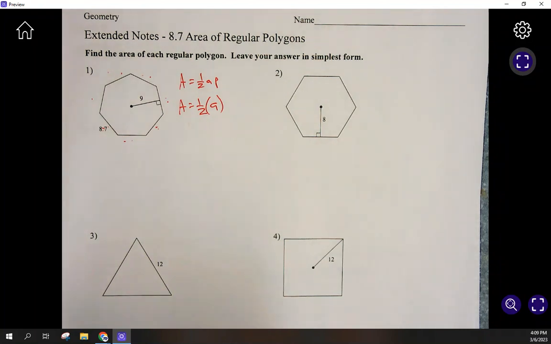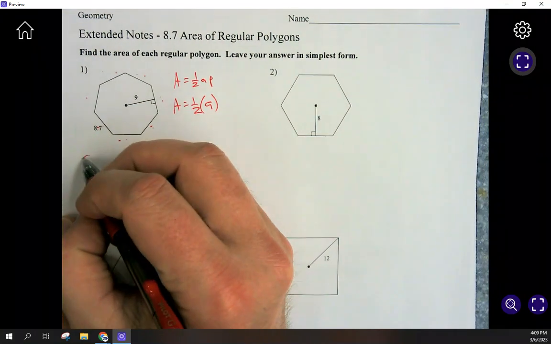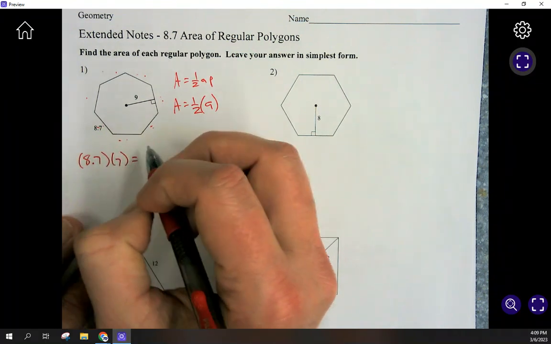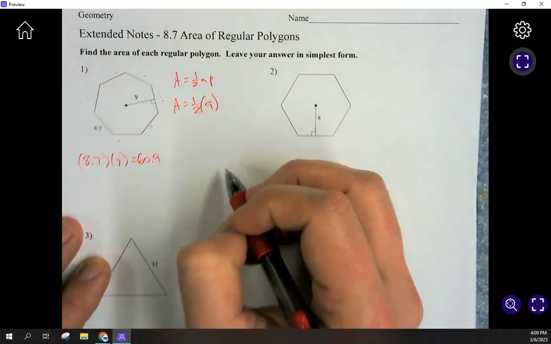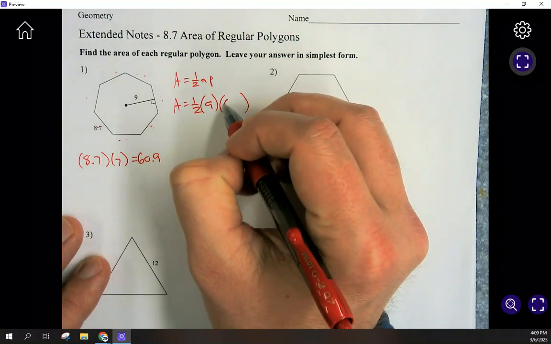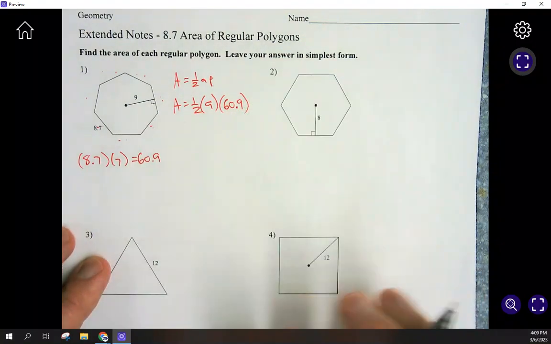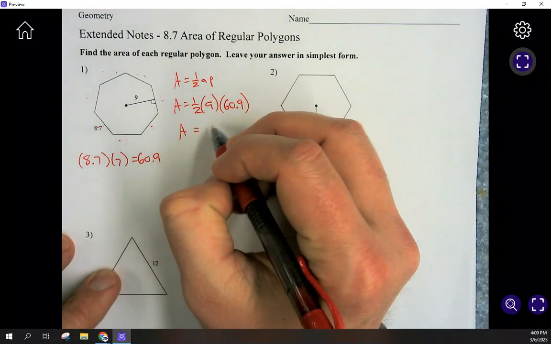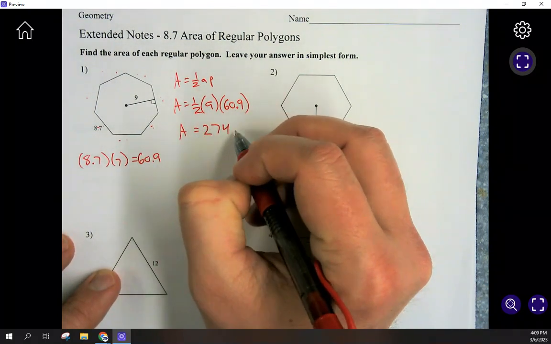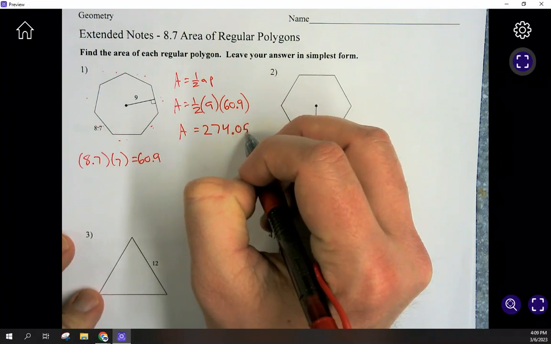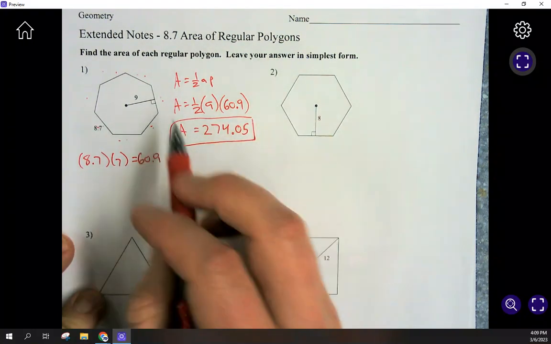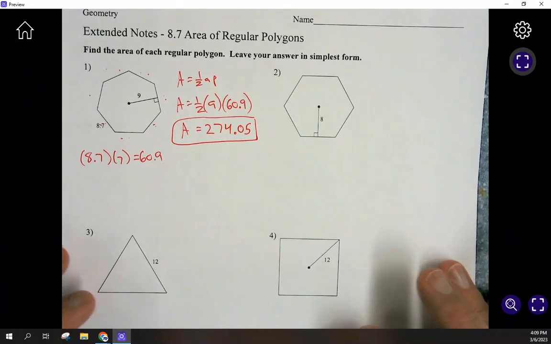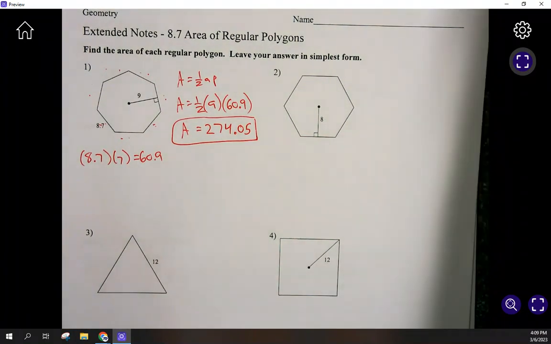8.7 times 7. You might want to write this over here just so we know what we did. That comes out to 60.9. That's the perimeter. So we're going to plug in 60.9 for perimeter. We're going to run that through, and our area comes out to 274.05. So if they give you the apothem and they give you a side length, it's pretty much plug and chug, and you're good to go.